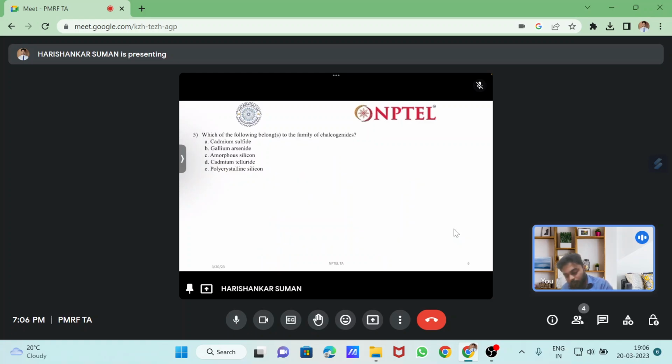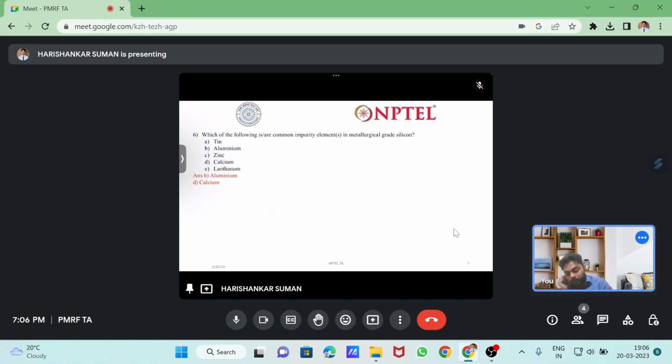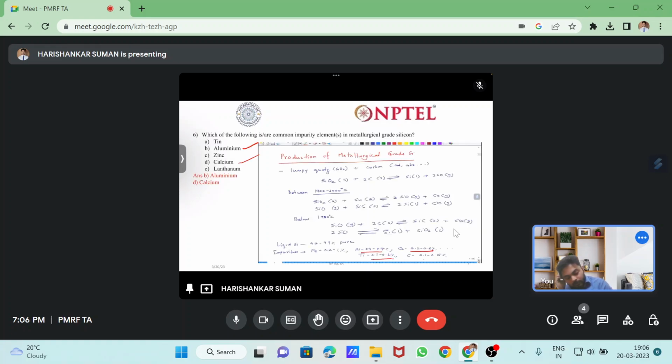Which of the following chalcogenide is sulfide, selenide, or telluride? And which of the following are commonly impurity elements in the metal? Aluminum and calcium. Which of the following are commonly impurities in the metallurgical grade silicon? Okay, you can see in percentage. So already discussed in class.